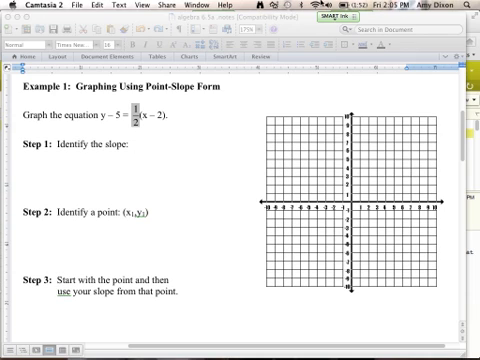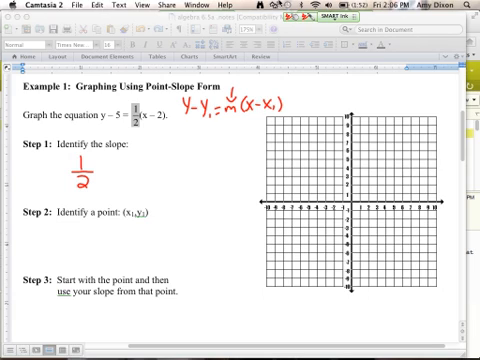Here are some steps. The first thing we want to do is identify the slope. Well, the form of the equation is y minus y1 equals m parentheses x minus x1. So the slope is going to be right before the parentheses in point-slope form. The slope in this case is 1/2. So we're going to write down 1/2 for the slope. Then we're going to identify a point.